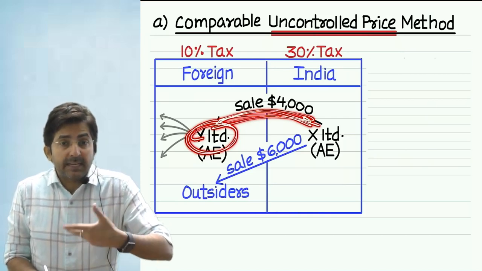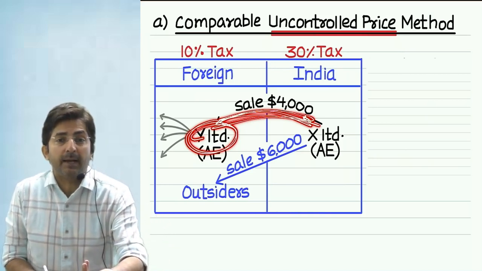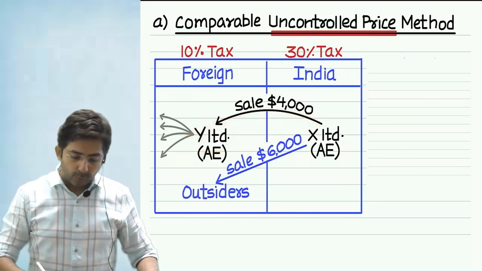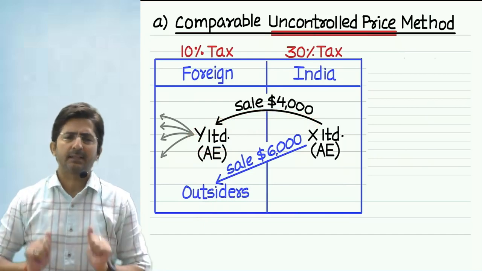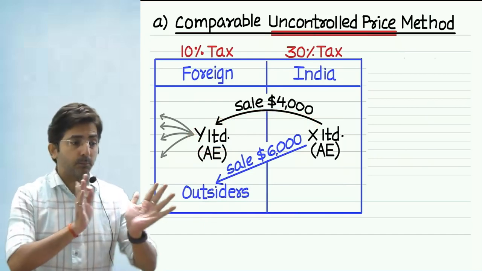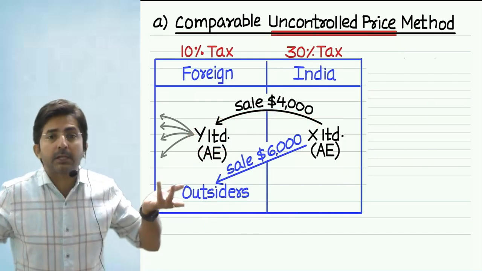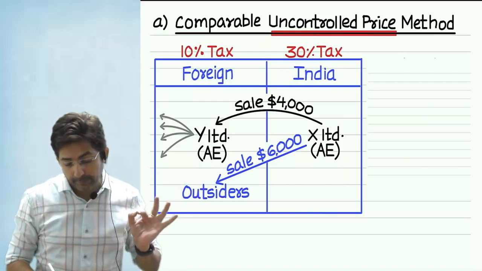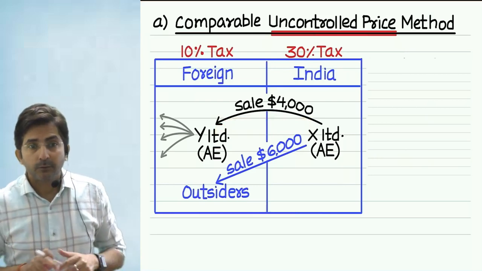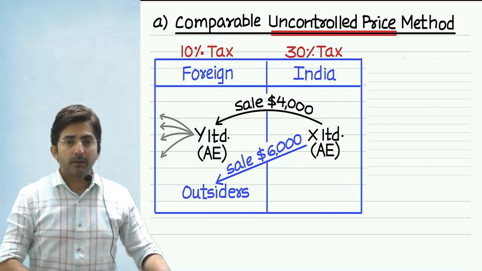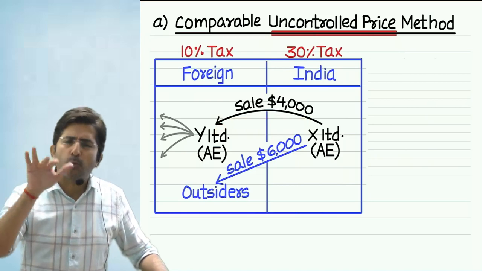So this is the excuse or a justification given by X Limited. For outsiders, they are saying the order is small in size, and when the customer places a small size order, we don't give discount. But to Y Limited, we have given discount because the order was in bulk. So this is the excuse, or let us assume it is a genuine point.